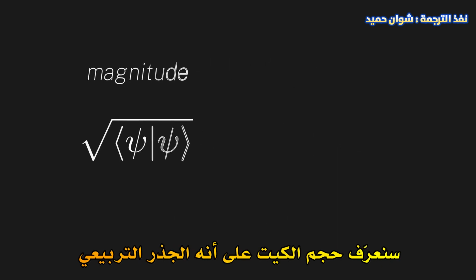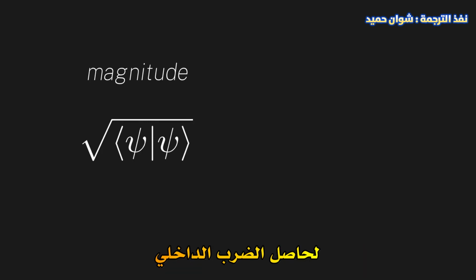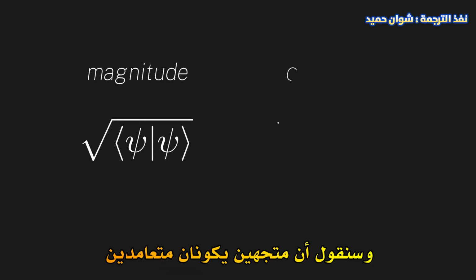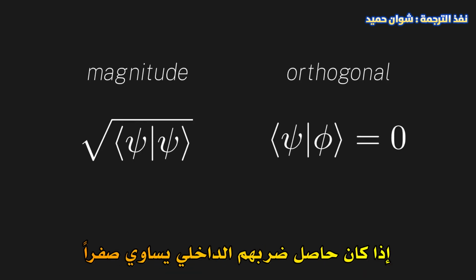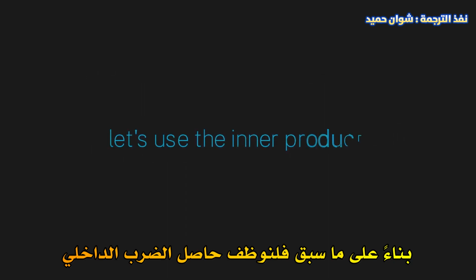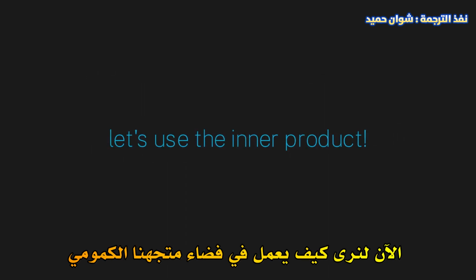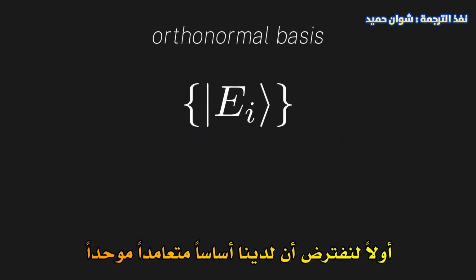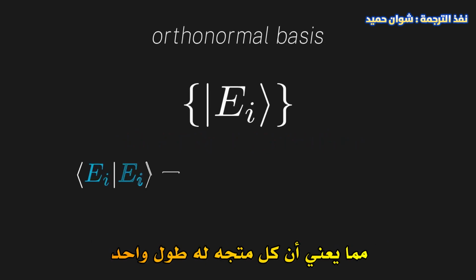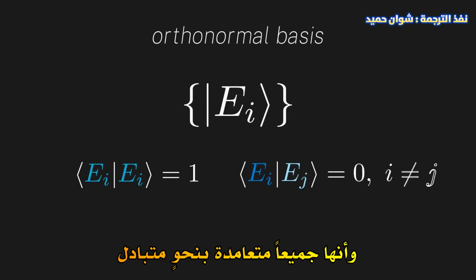Great, let's establish a few more things about the inner product. Following our intuition from the dot product, we will define the magnitude of a ket to be the square root of its inner product. And we will say that two vectors are orthogonal if their inner product is 0. With this, let's now use the inner product to see how it works in our quantum vector space. First, let's say we have an orthonormal basis, which means that each vector has length 1, and they are mutually orthogonal.